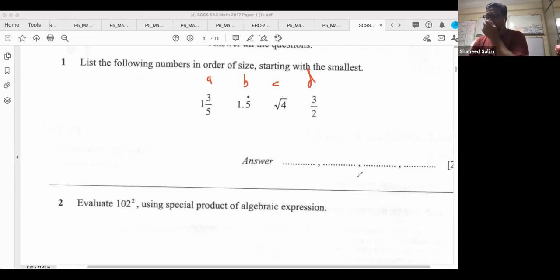You write the answer. Between D, A, C, B. Okay, D, C, B. Which one is the smallest? Can you use calculator, Mr. Ryan?